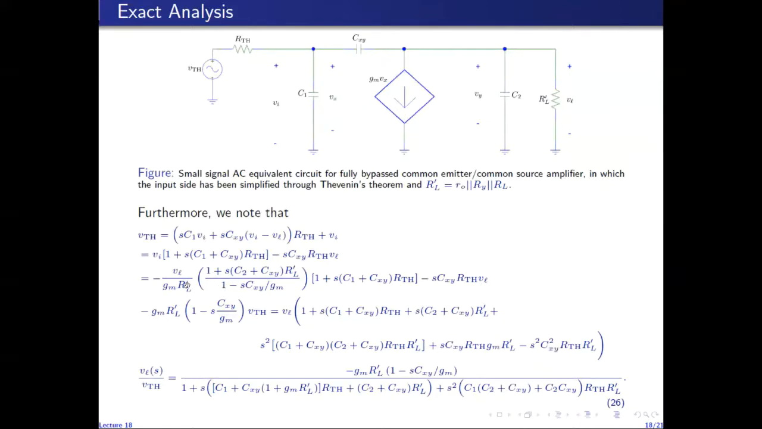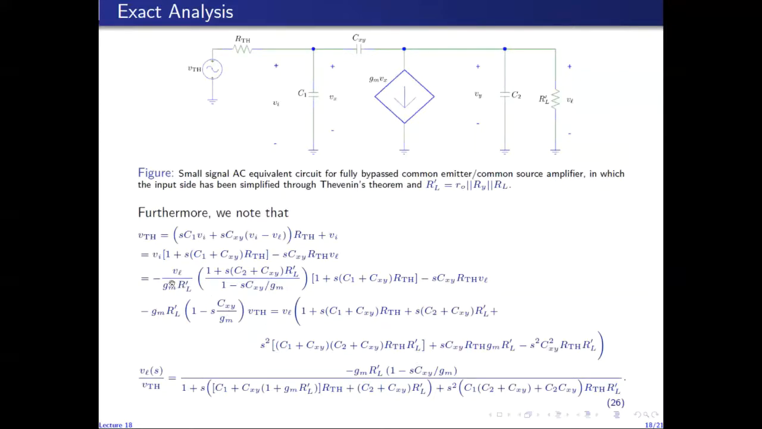So if I take the LCM, first of all, I multiply these two factors. So I get 1 plus S times (C1 plus CXY) RThevenin plus S times (C2 plus CXY) RL prime, plus the product of these two terms, which is S squared times (C2 plus CXY) times (C1 plus CXY) times RThevenin times RL prime.